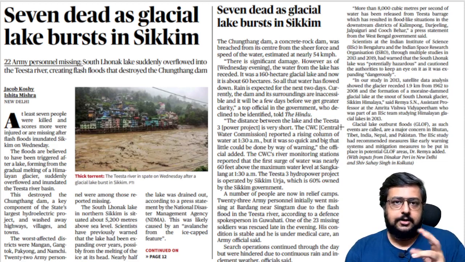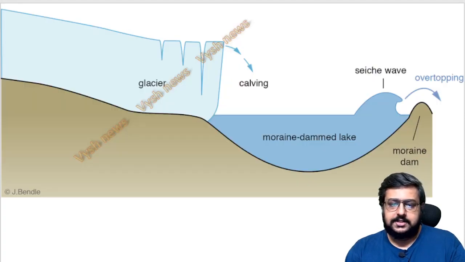On the first page and the 12th page of today's Hindu: "7 dead as glacial lake burst in Sikkim." I'll give you the information in this article, but you should know the basics first. This thing which is flooded now is actually a moraine lake, which means it's a glacial feature. You study this in your NCERT geography, class 11th and 12th.